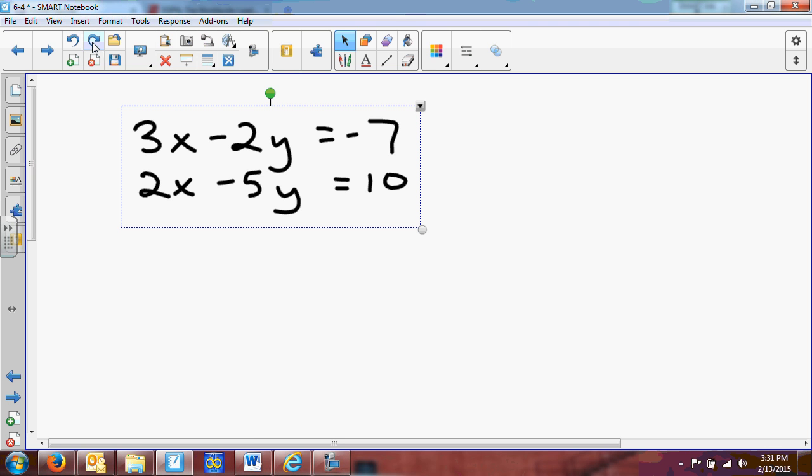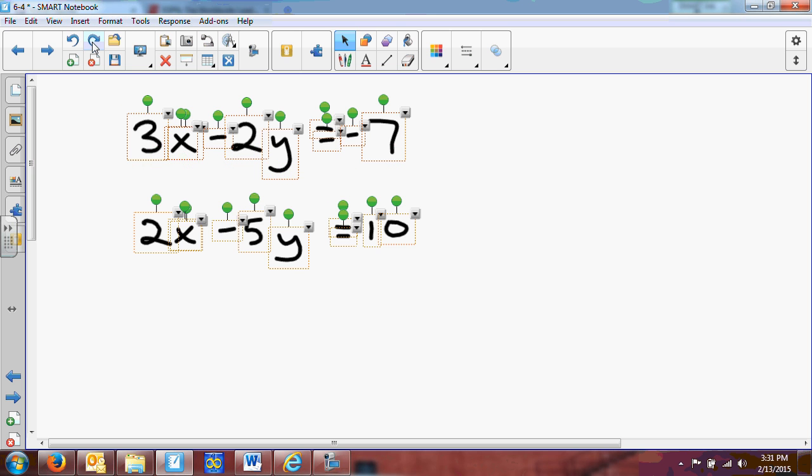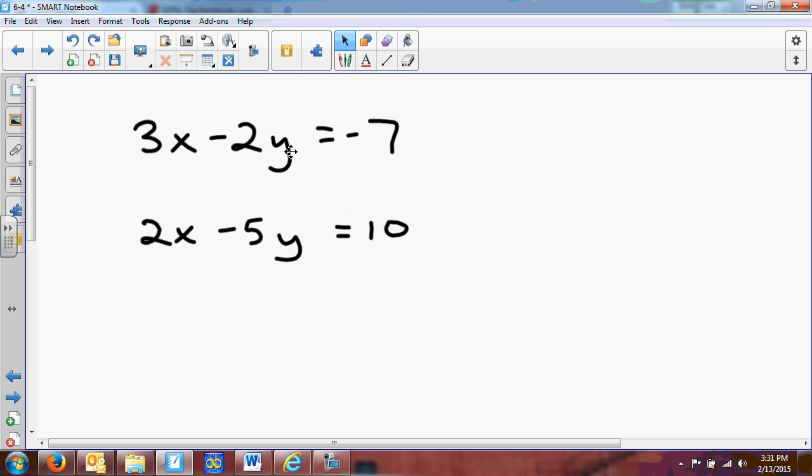Another example here. Let me split these up a little bit. Okay, so we have 3x minus 2y equals negative 7, and 2x minus 5y equals 10. 2 doesn't go into 3, 3 doesn't go into 2, 2 doesn't go into 5, 5 doesn't go into 2, and these numbers we're not trying to mess with. Now, here's where it gets tricky.